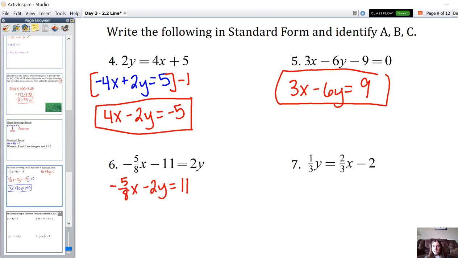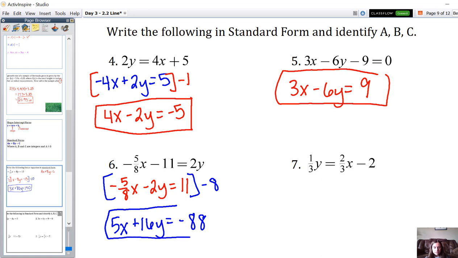Now, just like I did in number 4, I'm going to multiply every single piece by this denominator and this negative. So I'm going to multiply everything by negative 8. That leaves us with 5x plus 16y equals negative 88. Everything's an integer, a is positive, we're done.